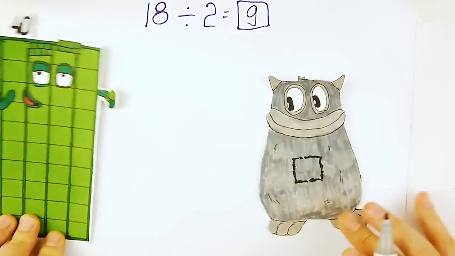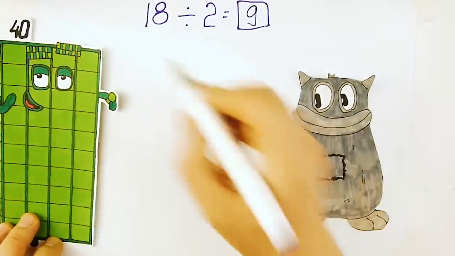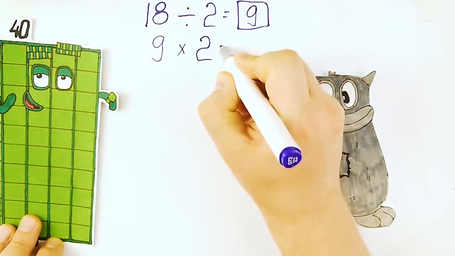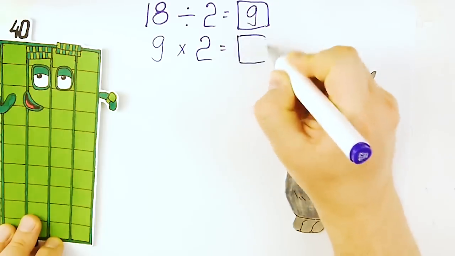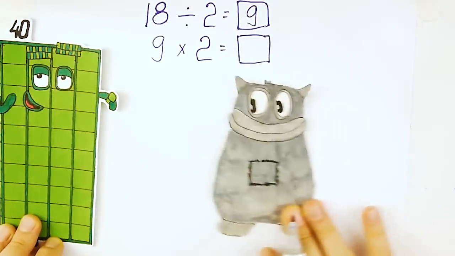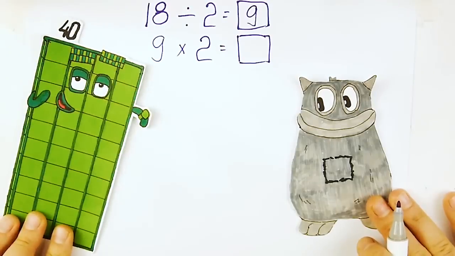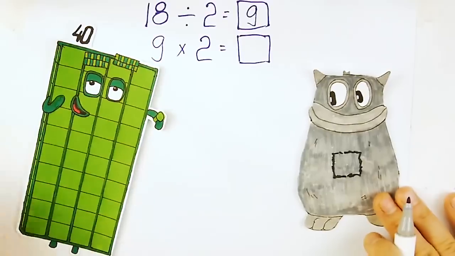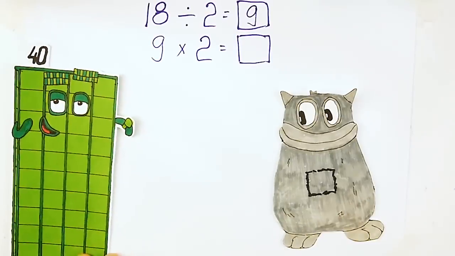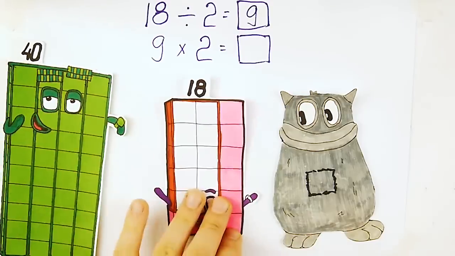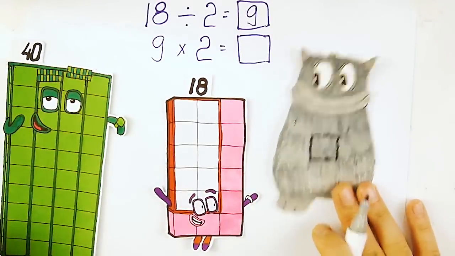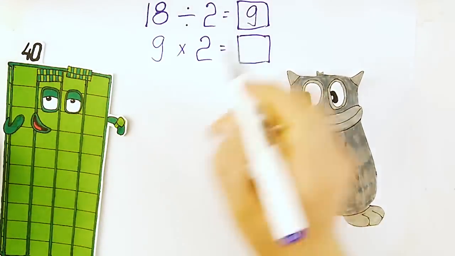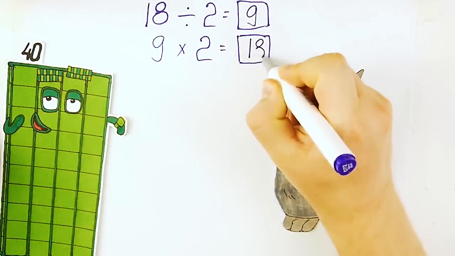Good. Next example for you. I am ready. 9 times 2 equals yum. Which number block is missing? 9 times 2 equals? Big Tom, it is easy. Yeah, of course. My answer is number 18. 18 is right answer, of course. 9 times 2 equals 18.